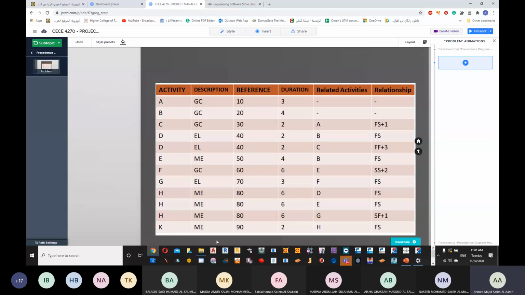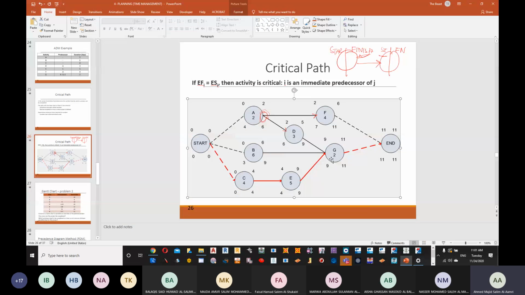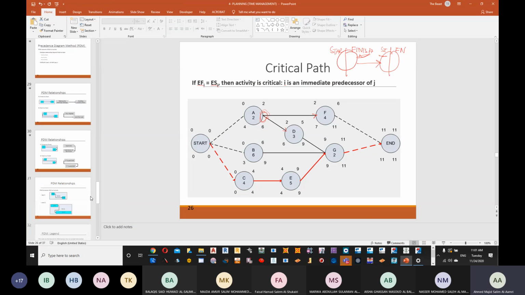These things, since they are related to the companies and they will not affect your solution, we don't require them. We require the duration, we require the related activity, and we require the relationship. So let me just take this one.